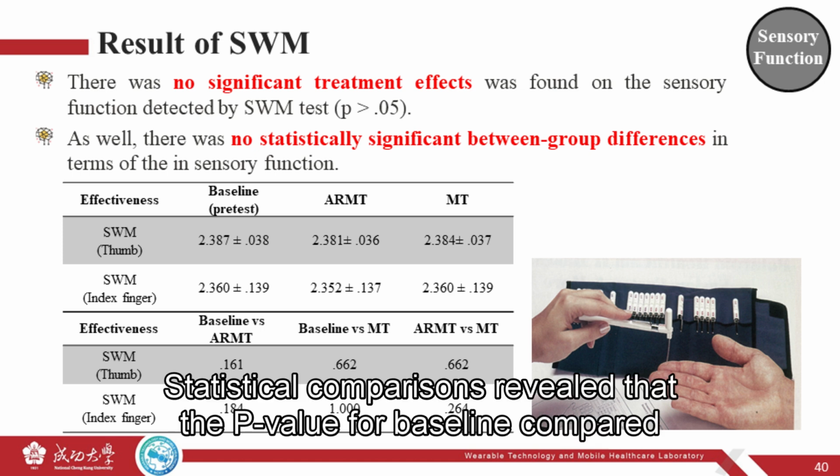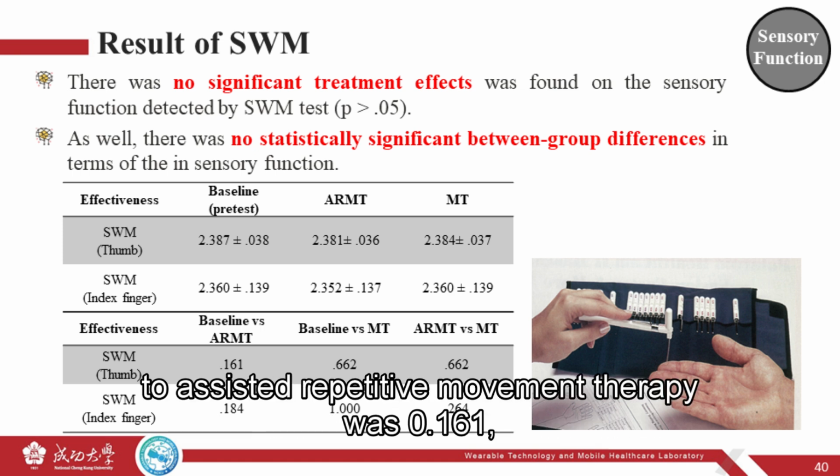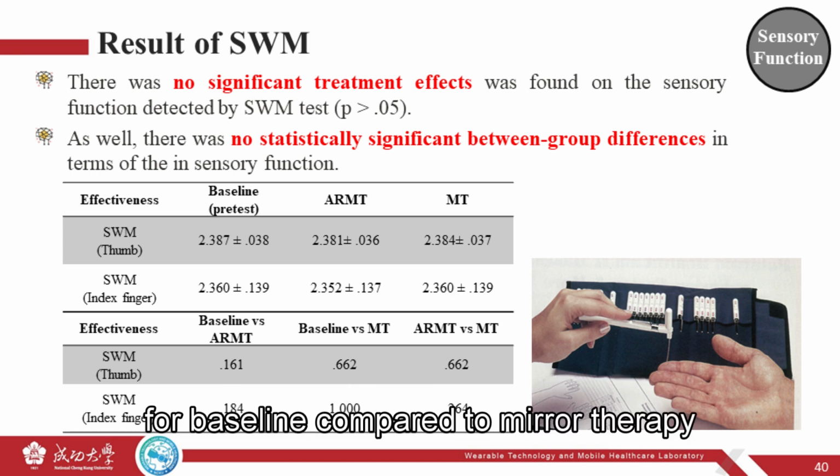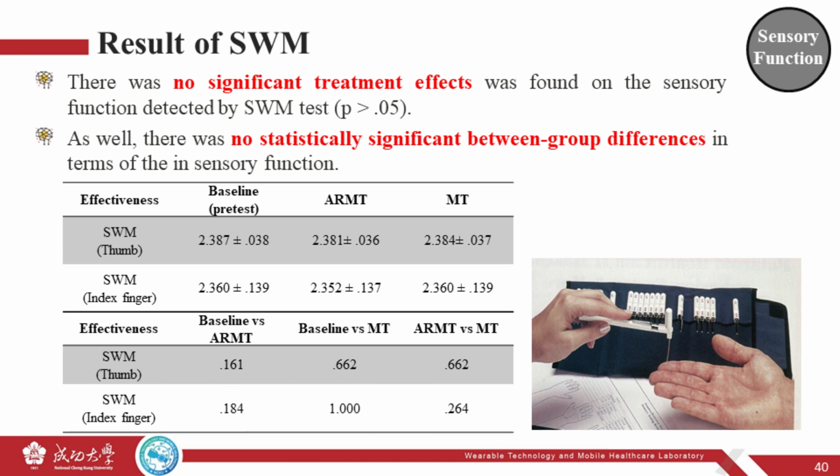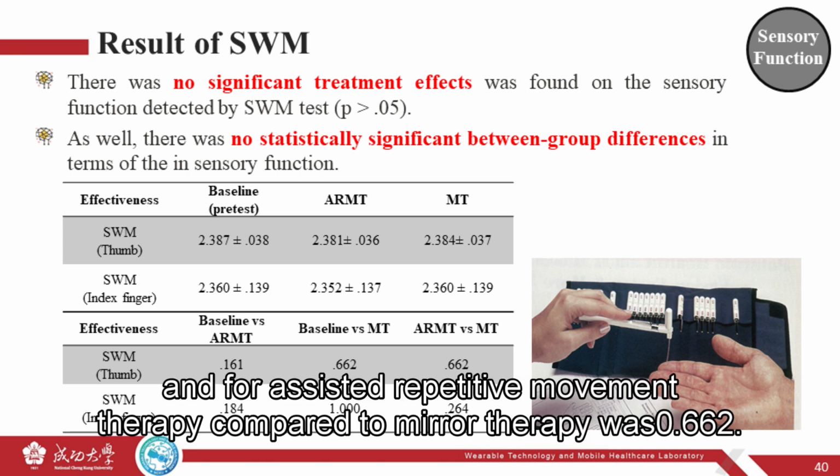Statistical comparisons revealed that the p-value for baseline compared to assisted repetitive movement therapy was 0.161, for baseline compared to mirror therapy was 0.662, and for assisted repetitive movement therapy compared to mirror therapy was 0.662.